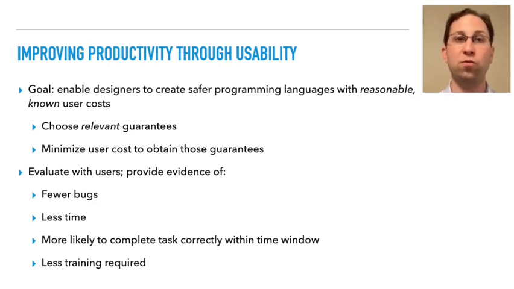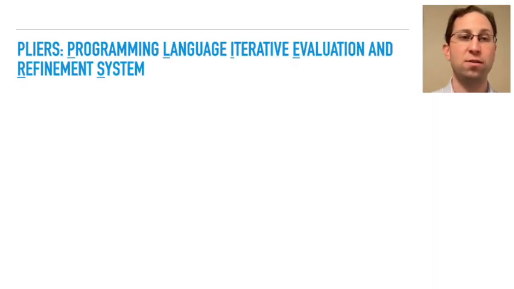The goal might be fewer bugs when doing a task, or task completion in less time, or making it more likely to complete a task correctly in a certain amount of time. Or it might be to enable people to do the task with less training than what was previously required.